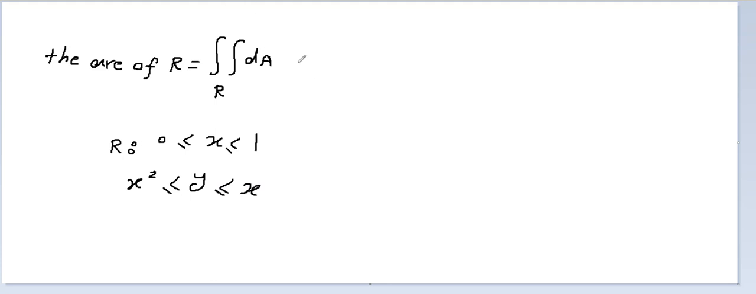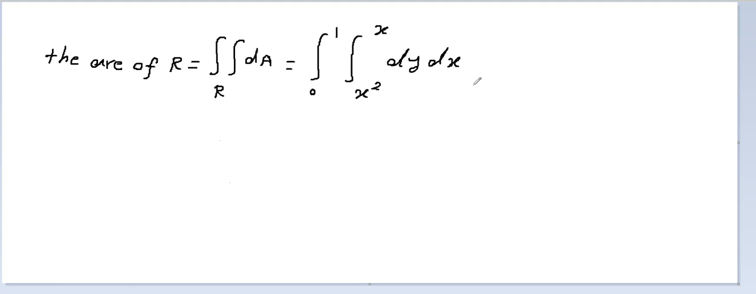So according to this description of the region R, we set up the integral like this. You agree with me, this is in the form of case 1, so the order of integration will be dy dx. So we have the integral from 0 to 1 for x, and the integral from x squared to x for y, and dA will be dy dx. It means first with respect to y, then with respect to x. Let me erase here, then we continue the calculation.